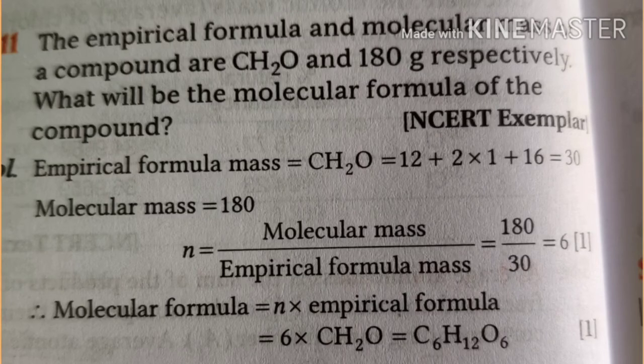So this is the way by which we can find out the molecular formula by using the empirical formula. First you have to calculate the empirical formula mass, and after that you find out the value of n, that is equal to molecular mass divided by empirical formula mass, equal to 180 divided by 30, which is equal to 6. So when you multiply the empirical formula by 6, you will get the molecular formula. So this is one example to calculate the molecular formula from the empirical formula.